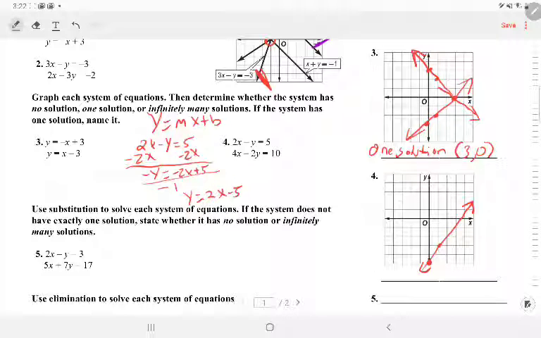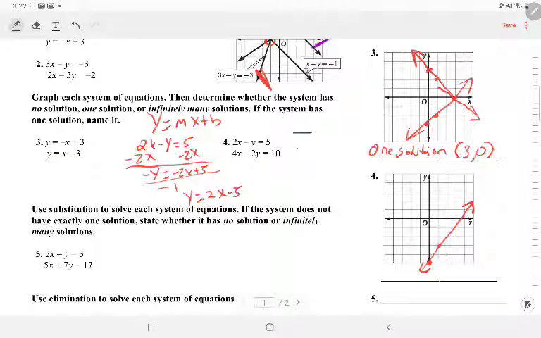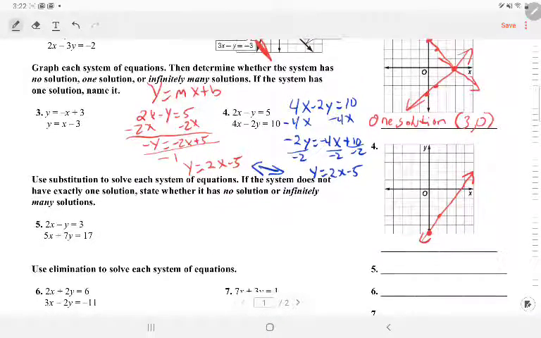Okay? Then we look at the 4x. Let's change the color to make it easier to see. We have 4x minus 2y equals 10. Subtract 4x from both sides, and I get negative 2y equals negative 4x plus 10. I then divide everything by negative 2, and I end up with y equals 2x minus 5. Oh, look, it's the same. And since it's the same, that means it's the same line. So this would be infinitely many solutions.